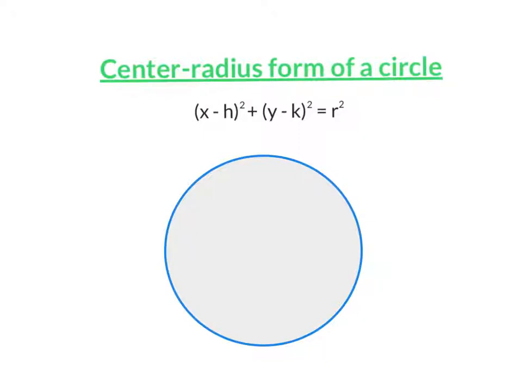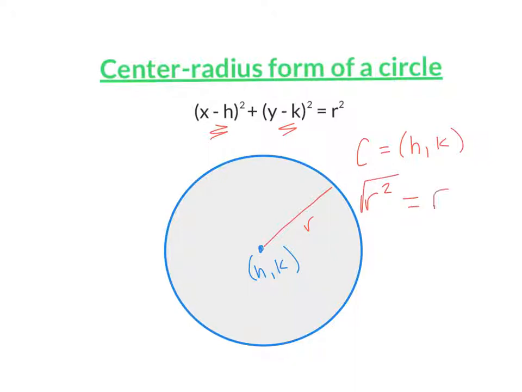So if I was to plot this on my circle, here's my center, that is h comma k, and my radius is r. So your center is h comma k with opposite signs of what they have inside of here. And to get r, to get your radius, you have to take the square root of whatever it's equal to.